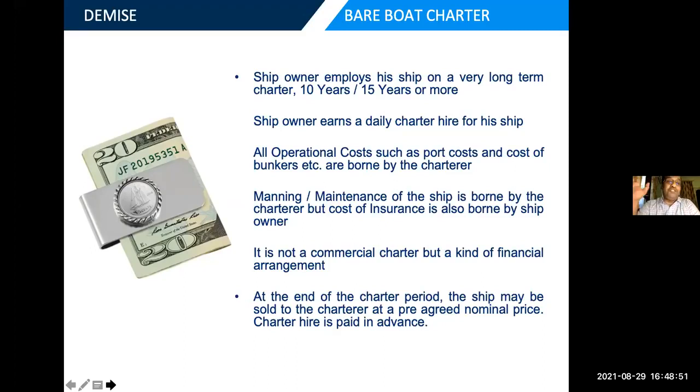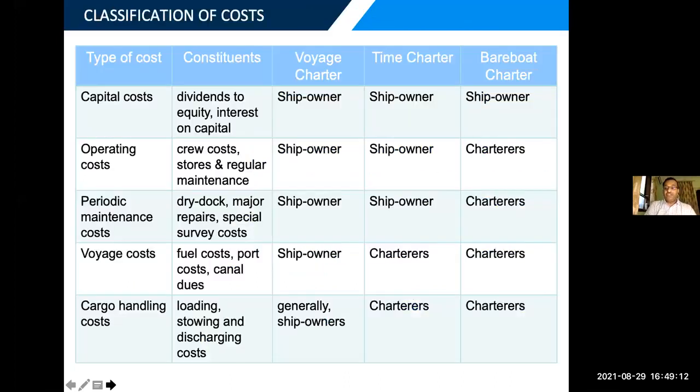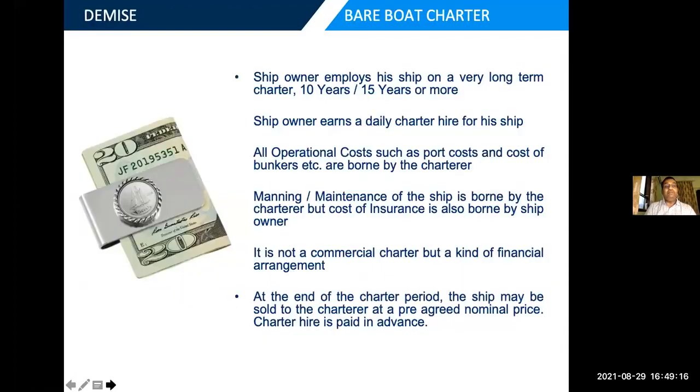Absolutely rubbish. These are all a lot of wrong notions, from people who don't theoretically understand and just make these kinds of loose statements. Bareboat demise charter basically means expiry of the bareboat charter, and under a demise clause, the ownership changes from the ship owner to the charterer. That is what you mean by bareboat demise charter.